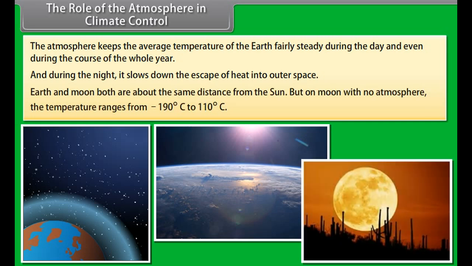Earth and Moon both are about the same distance from the Sun. But on the Moon, with no atmosphere, the temperature ranges from minus 190 degrees Celsius to 110 degrees Celsius.